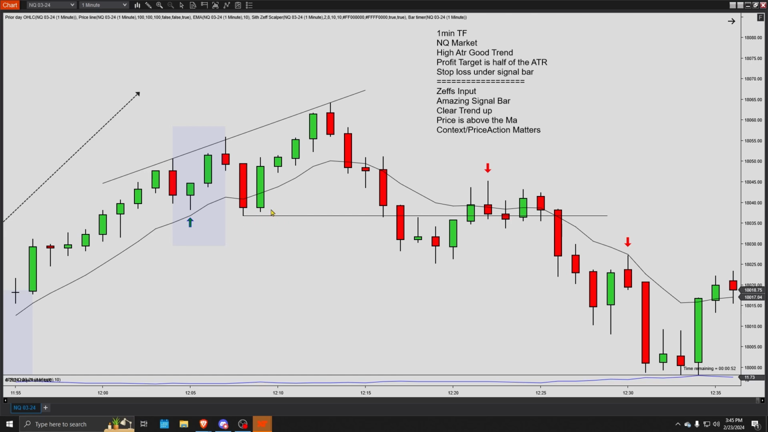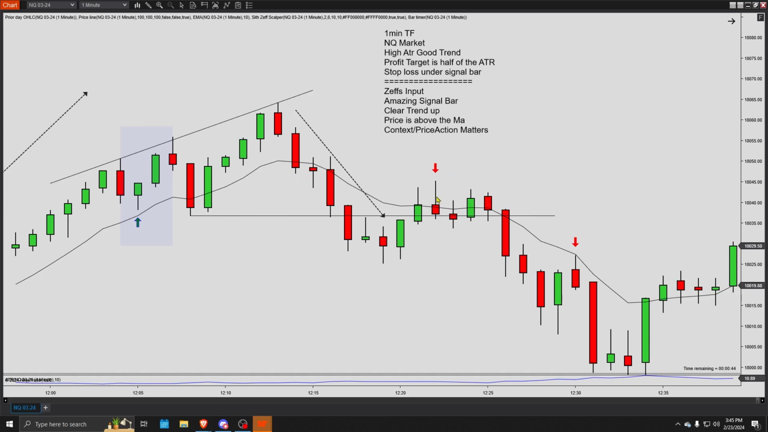We have broken below our previous swing low here. So now we also have a downtrend. Multiple red bars closing on their lows. We get a pullback. Price is at the moving average. You can put your stop one tick above the signal bar, and we go for half of an ATR point.